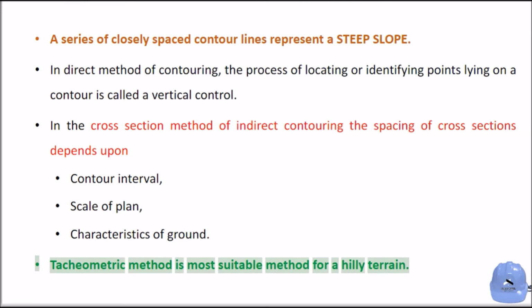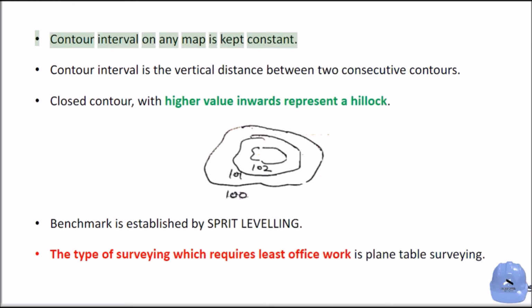Tachometric method is the most suitable method for hilly terrain. Contour interval on any map is kept constant. Contour interval is the vertical distance between two consecutive contours. Closed contours with higher values inwards represent a hillock. Benchmark is established by spirit leveling. The type of surveying which requires least office work is plane table surveying.